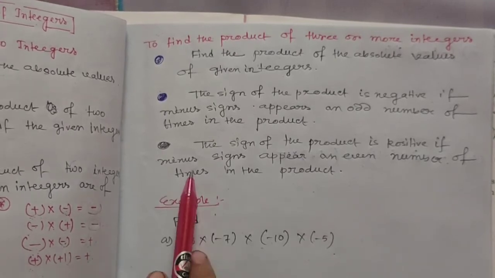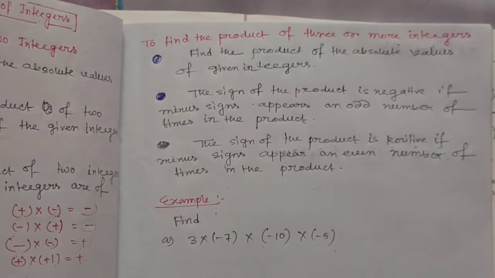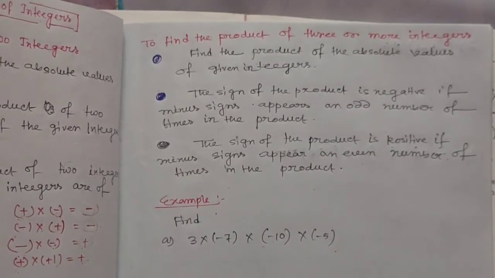But if the minus signs appear an even number of times in the product, then the sign of the product will be positive.